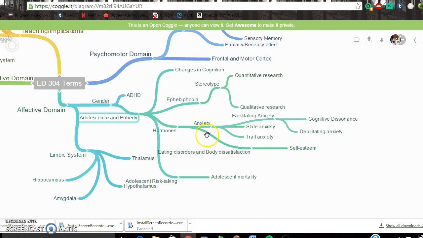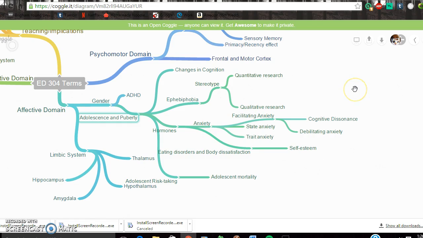So I wanted to talk about anxiety. So we have different kinds of anxiety. We've got state anxiety and trait anxiety. State anxiety is just anxiety that's felt in the moment. Trait anxiety is anxiety that happens based on genetics, and it's recurring. It doesn't just go away most of the time.